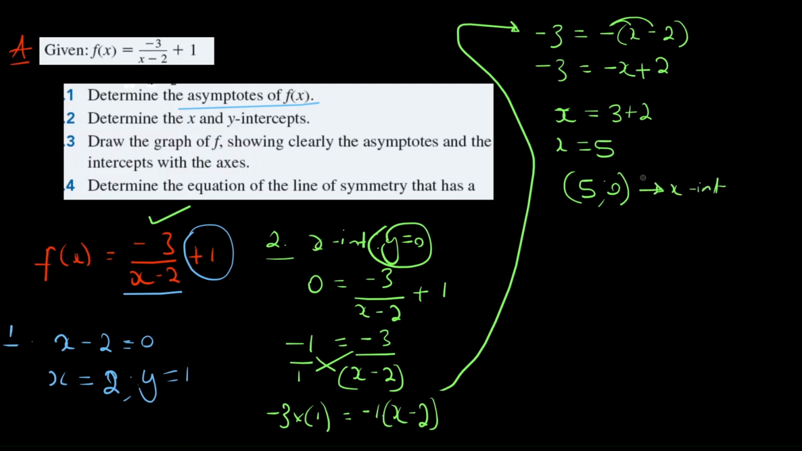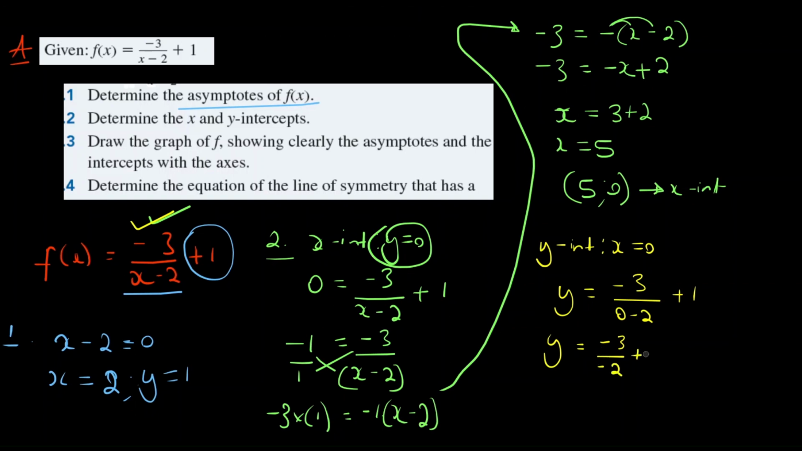And we need to calculate what the y-intercept will be. So to calculate the y-intercept, we need to equate x to 0, and we solve for y using the very same equation. We'll have y is equal to minus 3 over, where there's x, we substitute 0, minus 2 plus 1, and we'll have minus 3 divided by 0 minus 2, which gives us minus 2, plus 1.